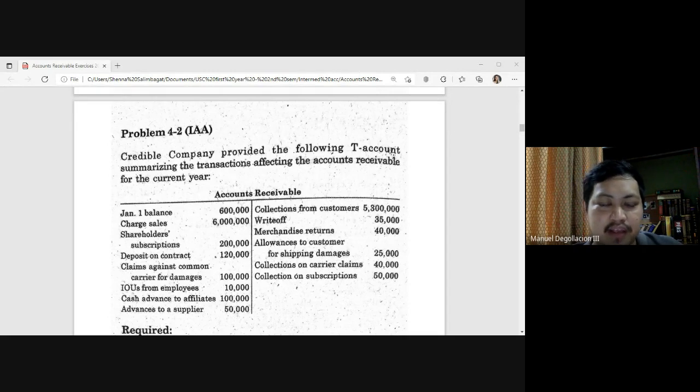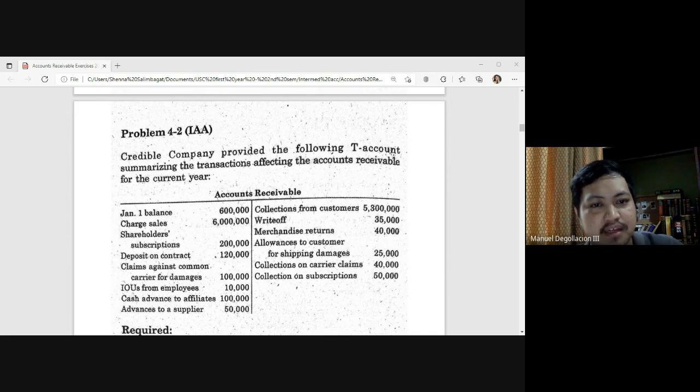Class, you remember in the accounting cycle, the first step would be analyze the transaction, second, to prepare the journal entries. And after preparing the journal entries, the next step is to post it in the ledger. An alternative way, class, instead of posting it to the ledger, we can actually just use T accounts. So what we have here is a T account of your accounts receivable. And in the debit side, class, there is a posting of 6 million representing charge sales.